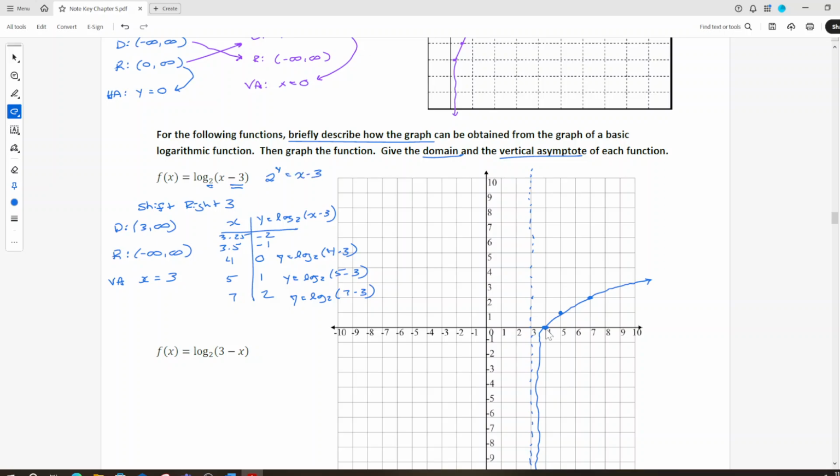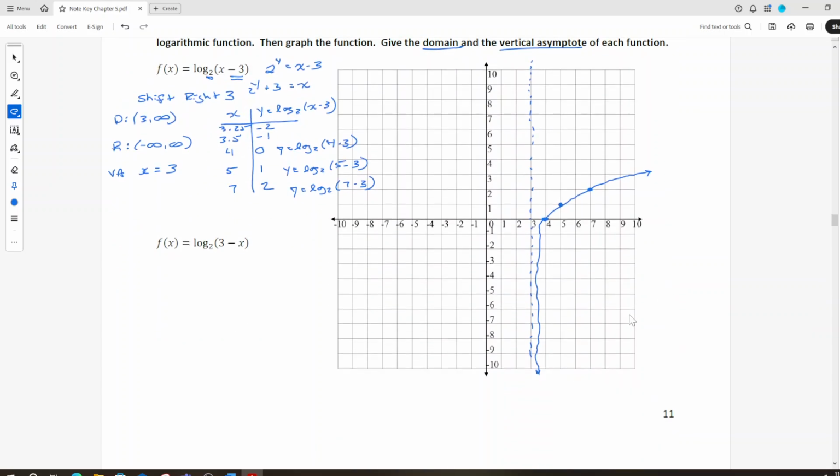So the base stays the base. 2 to the exponent y is equal to x minus 3. And you could say 2 to the y plus 3 is equal to x. And then you could choose values of y, like 0, -1, -2, 1, and 2, and then solve for x, right? So you can kind of do the table of values backwards. Kind of up to you.